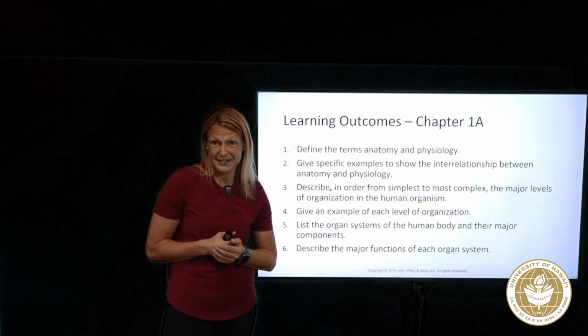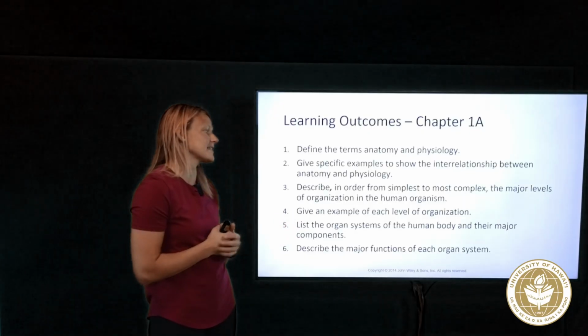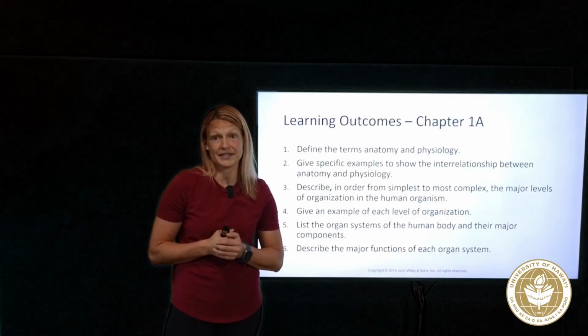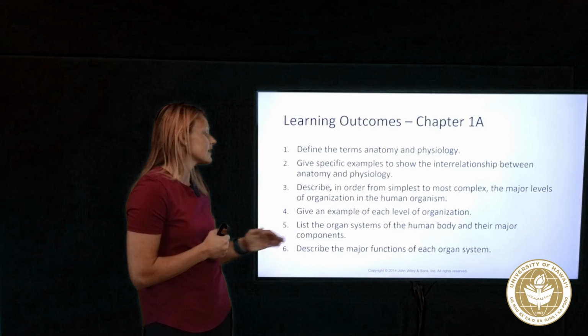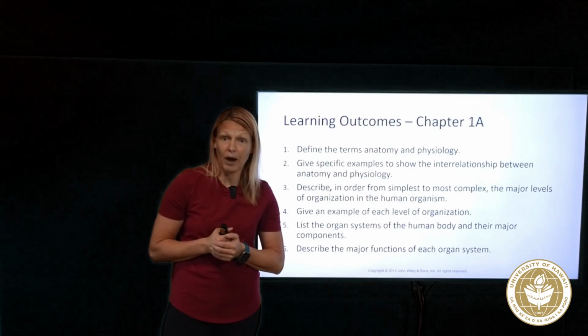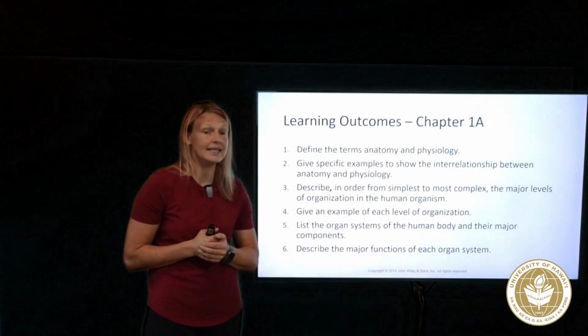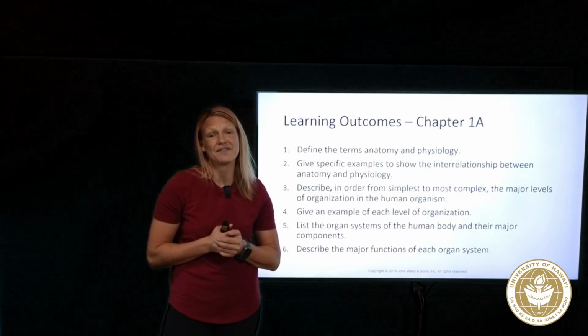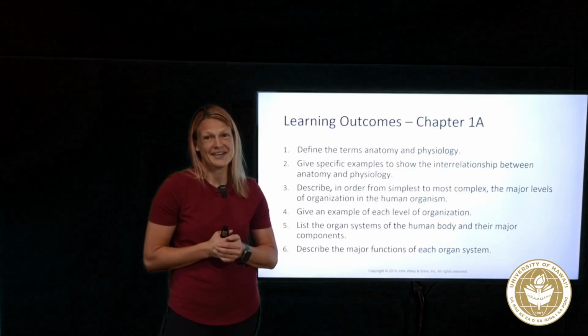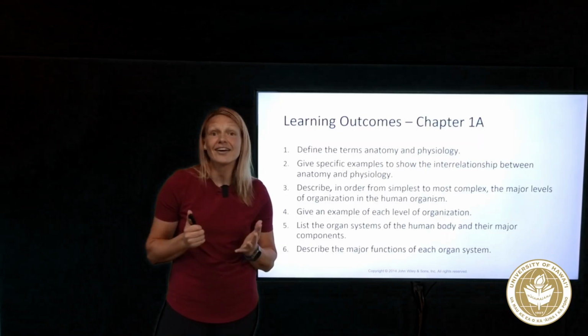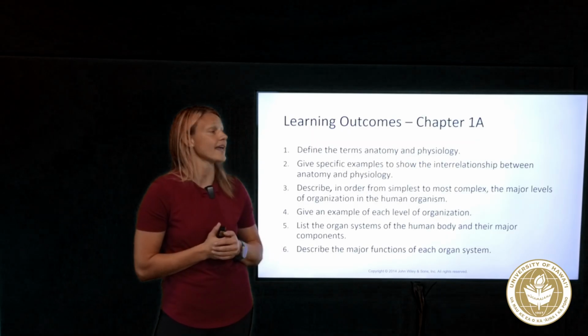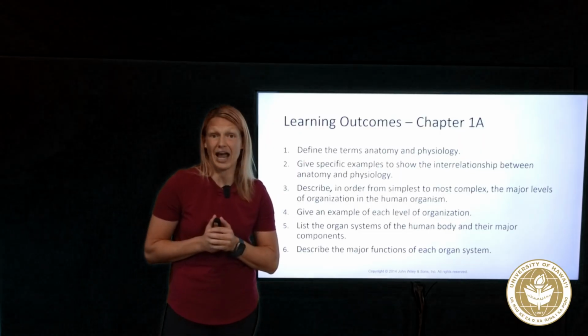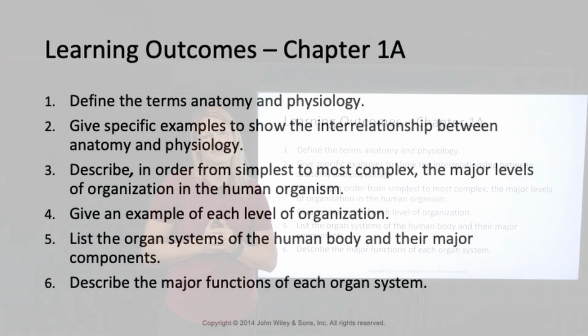Third, describe in order from the simplest to the most complex the major levels of organization in the human organism. Fourth, give an example of each of these levels of organization. Fifth, list the organ systems of the human body and their major components. And sixth, describe the major functions of each organ system. So let's go ahead and get started with these learning outcomes by learning more about the terms anatomy and physiology.